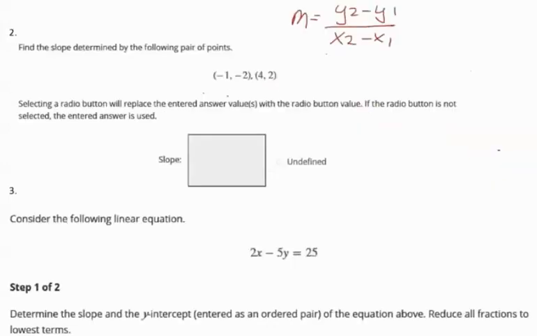Now for number 2, you're asked to find the slope. Okay, there's the slope formula. Do your substitution, and let's see what you get. So this is going to be 2 minus a -2 makes that a +2. And then this is going to be 4 minus a -1 makes that a +1. So this gives us 4/5. Okay, we'll move it up so we can work on the next one.